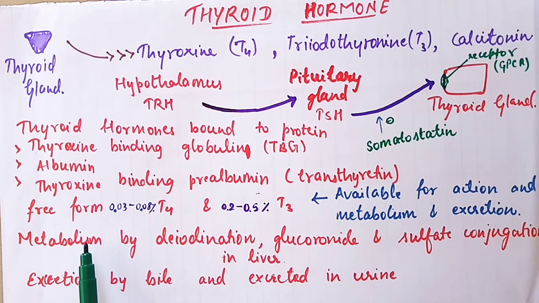So how does the metabolism of thyroid hormone occur? The metabolism occurs by deiodination, glucuronide and sulfate conjugation in the liver, and the excretion takes place by bile and urine. So let's see in detail.